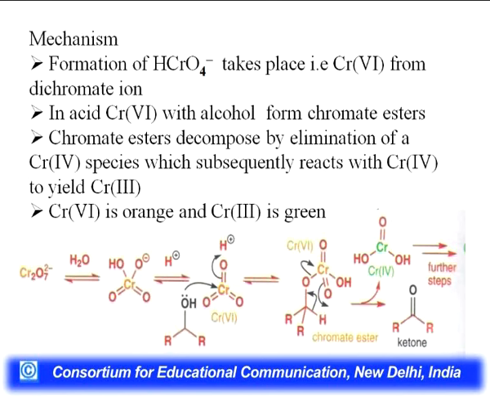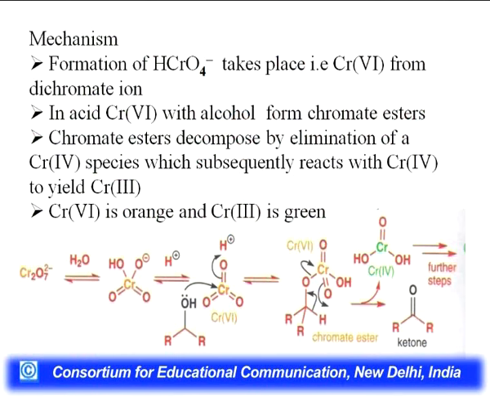First of all, formation of HCrO4 negative takes place, that is chromium 6 from the dichromate ion. In acid, chromium 6 with the alcohol forms chromate esters, and chromate esters decompose by elimination, giving a chromium 4 species, which subsequently reacts with chromium 6 to yield chromium 3. The chromium 6 oxidation state is orange in color and the chromium 3 oxidation state is green in color. So you can easily identify whether the alcohol is oxidized or not by the color change from orange to green. You can see the mechanism also.